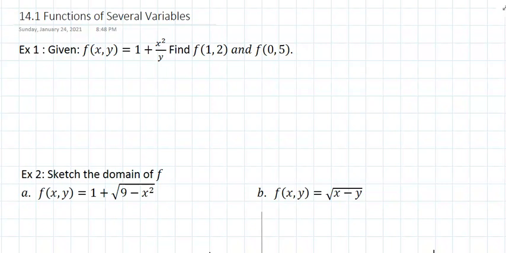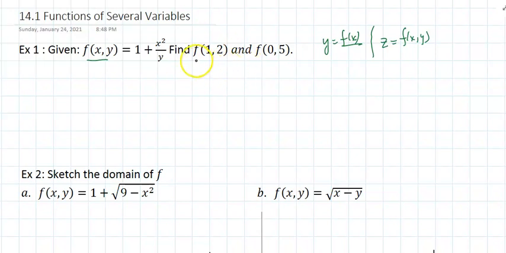Section 14.1 talks about functions of several variables. So pretty much it talks about 3 dimensions, 4 dimensions. Anytime you see, we're used to seeing y equal f of x. So f of x is really y. And if you see f of x, y, that really means nothing more than z. So this is saying z equal 1 plus x squared over y squared.